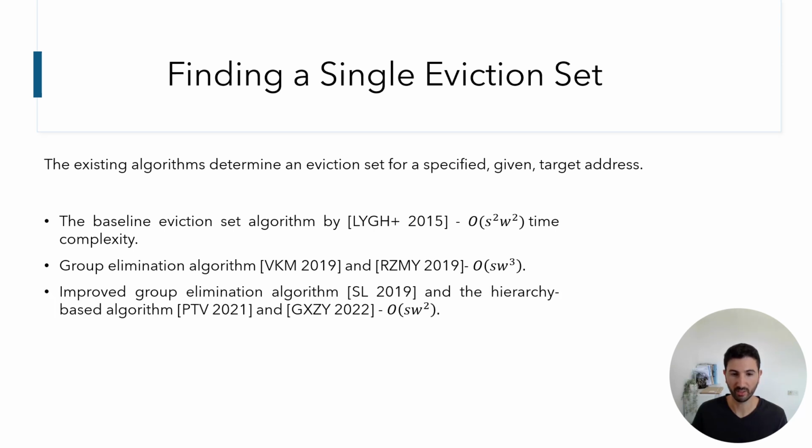The improved group elimination algorithm by Song and Liu, the hierarchy-based algorithm by Purnal, Turan, and Verbauwhede, and another work by Guo, Shin, Chang, and Yang reduced the time complexity to S W squared. Finally, the most recent algorithm, Prime-Prune-Probe by Purnal, Giner, Gruss, and Verbauwhede, reduced the time complexity to SW, which is a linear time in the size of the cache.